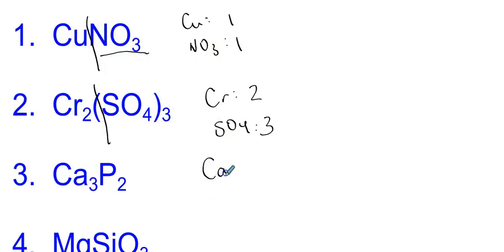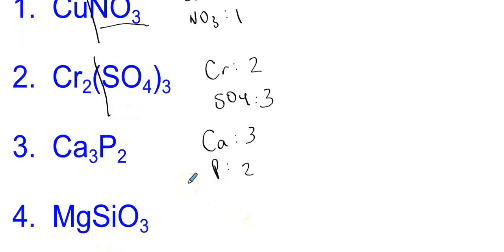Okay, so this one we have Ca and P, both of them are mono. We have 3 calciums and 2 phosphorus. And then we have example 4. You're going to split this, right? We've got magnesium and we have SiO3. And we have one of these and one of these. There's no parentheses. Okay, but this is mono, this is poly. I have one Mg group and I have one SiO3 group.